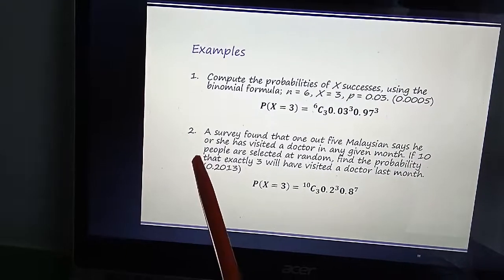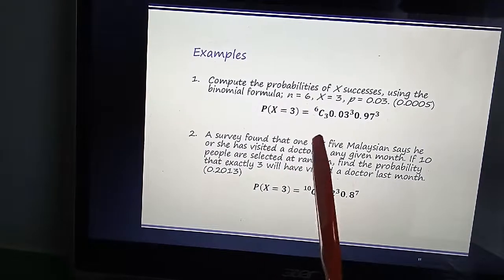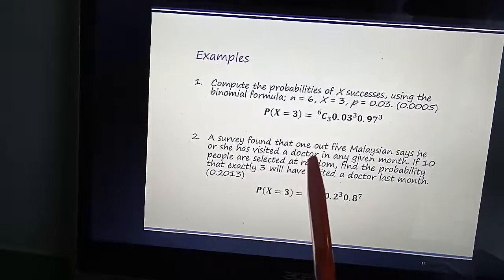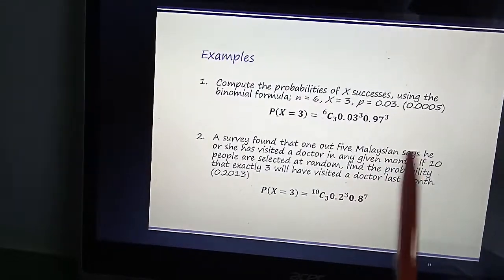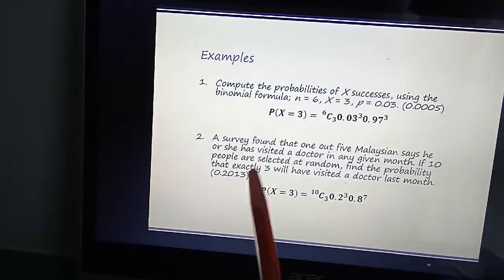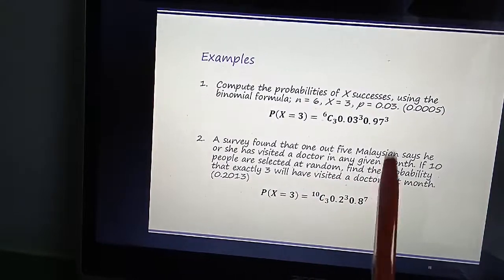The answer should be 0.005. Okay, number 2. A survey found that 1 out of 5 Malaysians says he or she has visited a doctor in any given month. If 10 people are selected at random, find the probability that exactly 3 will have visited a doctor last month.